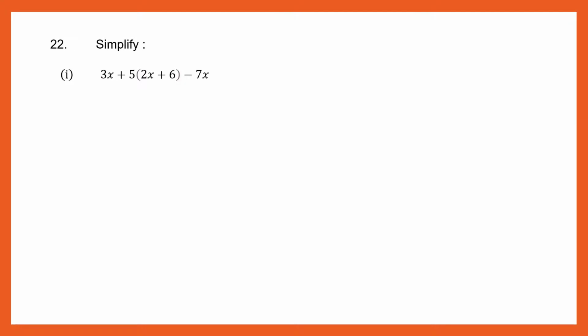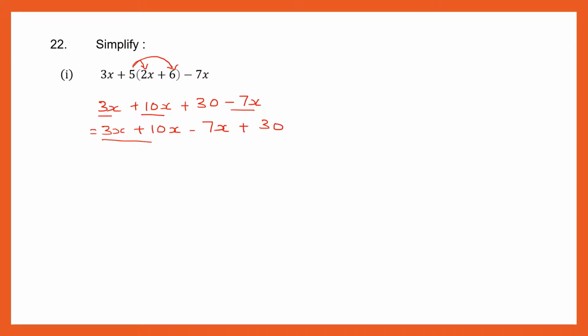Question 22. Let's work out this one. 3x plus, you have 5 here and brackets. So I multiply 5 with this and I multiply 5 with this. I have to multiply twice. So 5 twos are 10x, plus 5 sixes are 30, minus 7x. So let's group all the x together. So I have 3x plus 10x minus 7x. I put it all together, plus 30.